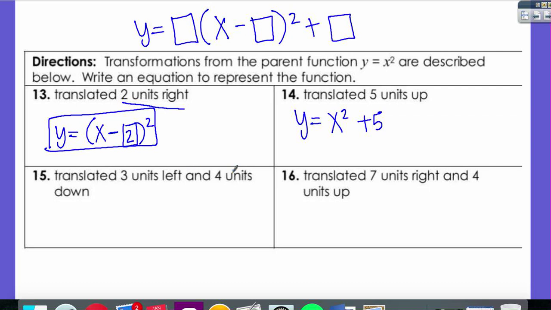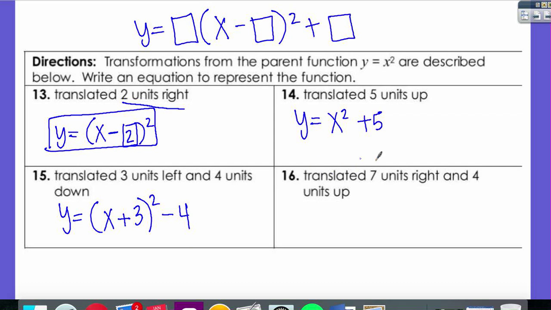Translated 3 units left and 4 units down. So we're going to have a change on the inside and the outside. So y equals x minus is the original one. 3 units to the left, though, is like x minus negative 3, which is really going to make it x plus 3 squared. And 4 units down is going to give us a minus 4 outside.